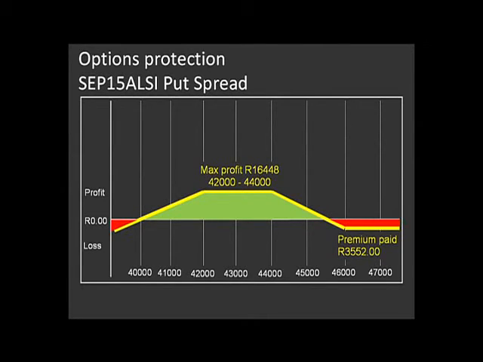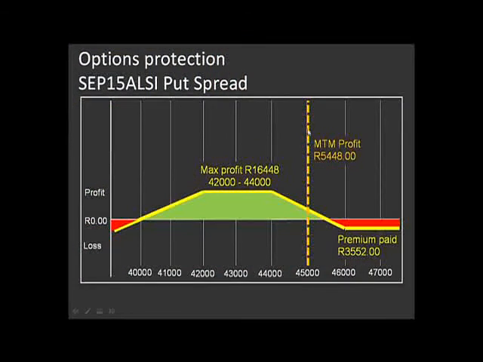If the market were to fall, and it were to fall into that profitable zone, the most profitable area for us is between 42,000 and 44,000. In that zone, we would make 16,448 Rand profit. All right, so you can see that the risk-to-reward ratio on this structure is about 5 to 1. Okay, and we'd only start to lose money if the market started to trade down below 40,000 odd.